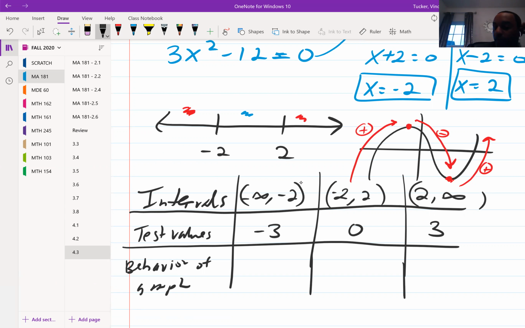I could have chosen negative 100 for the first interval, 1.5 in the second interval, positive 1 million in the third interval. Doesn't matter what you choose, as long as it is in the interval, it will still represent what's going on in that interval. Just remember, whatever you choose, you're going to have to calculate with it.